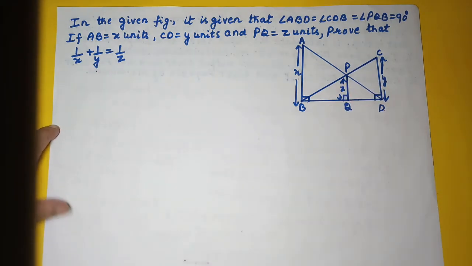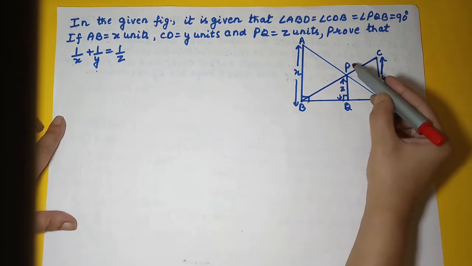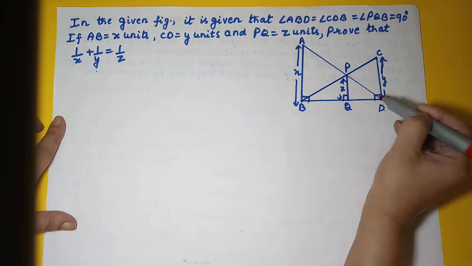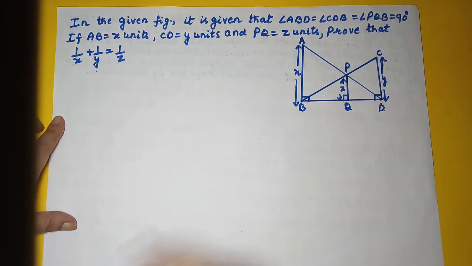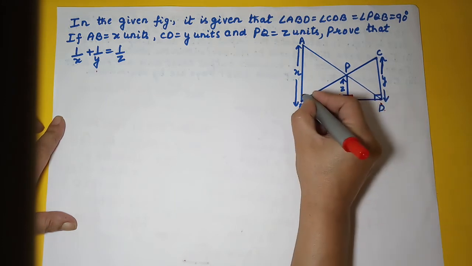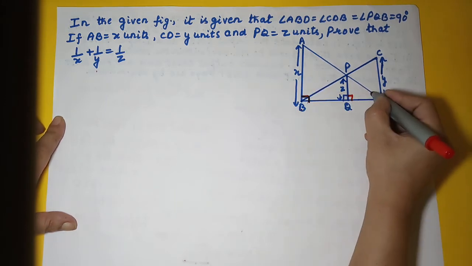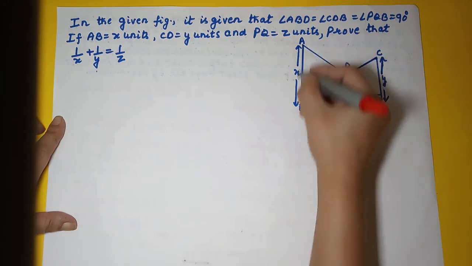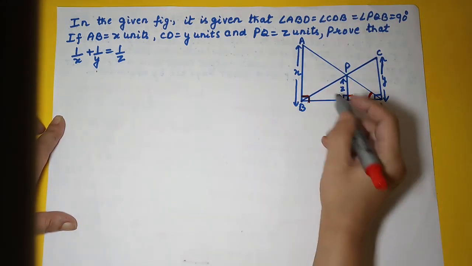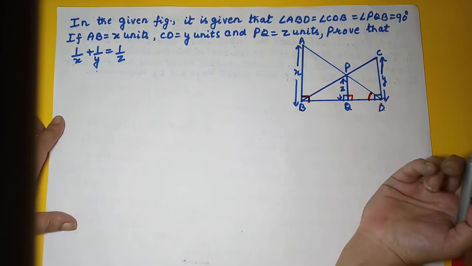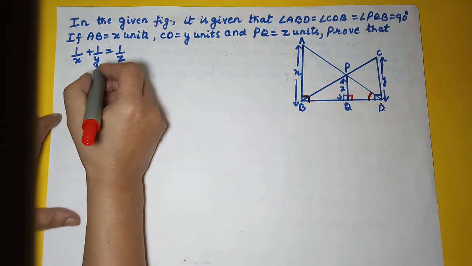So we will prove it by similarity. If we first take triangles PQD and ABD, these are similar triangles. Why? Because this angle and this angle both are 90, and this angle is common between the two triangles, right? So if in any two triangles, two angles are equal, they are similar, right? So let's write that first.